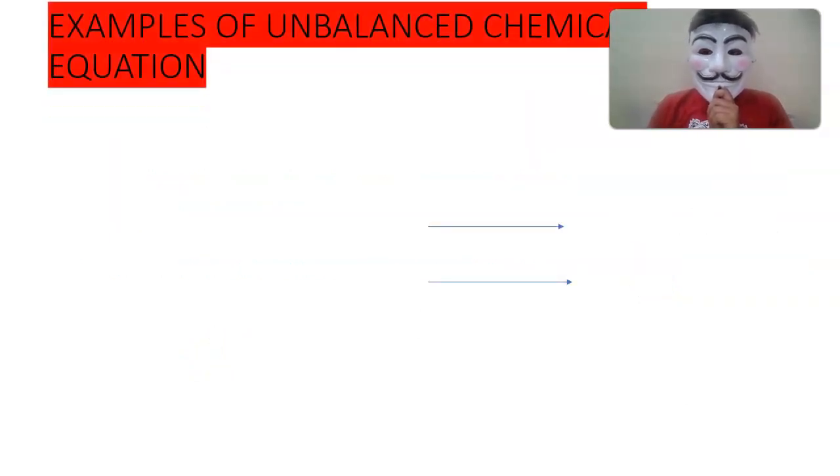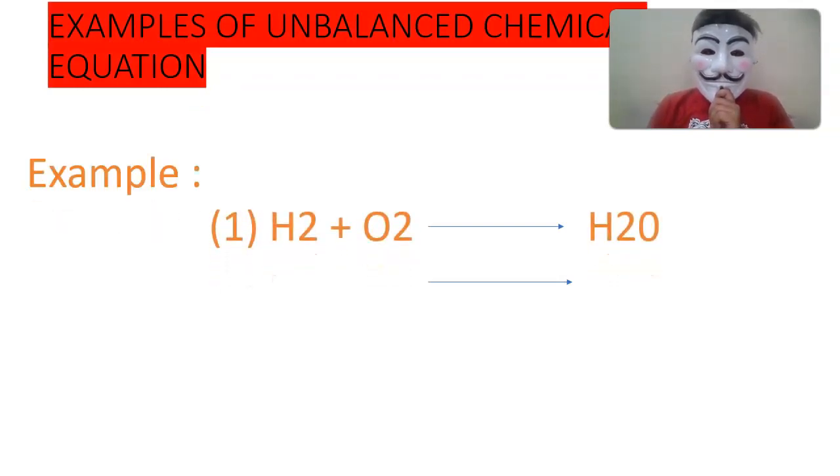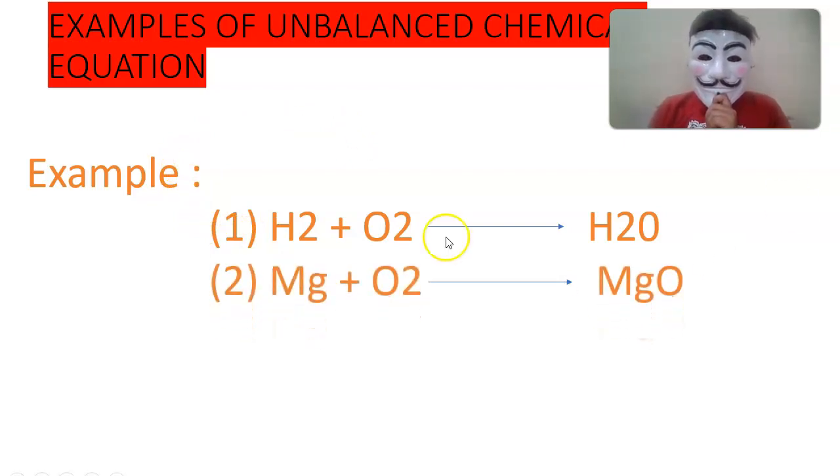Examples of unbalanced chemical equations. Example: H2 plus O2 gives H2O. Here you can see, as I showed you earlier, that we had made it 2H2O, but here we will only write H2 plus O2, H2O. Okay. Next example: magnesium plus oxygen gives magnesium oxide.